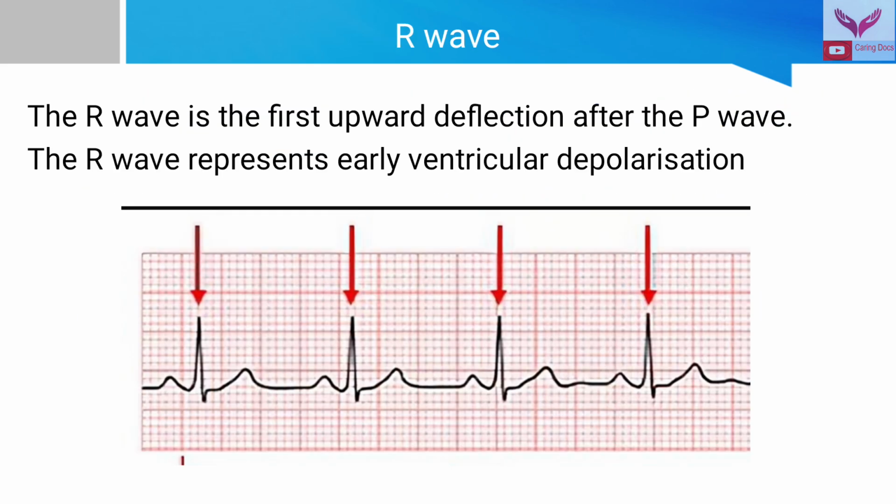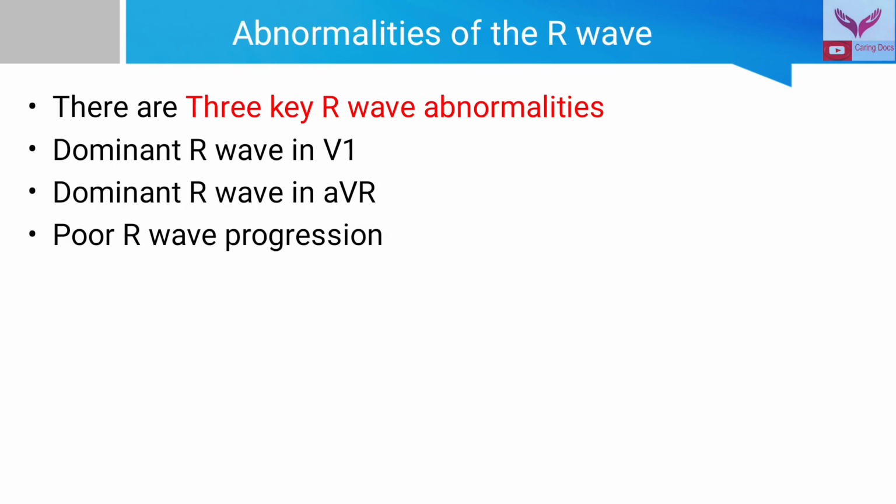R wave is the first upward deflection after the P wave. This represents the early ventricular depolarization. There are three different types of R wave abnormalities. We see dominant R wave in V1, dominant R wave in AVR, or we can see poor R wave progression.